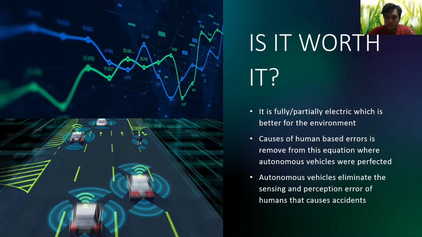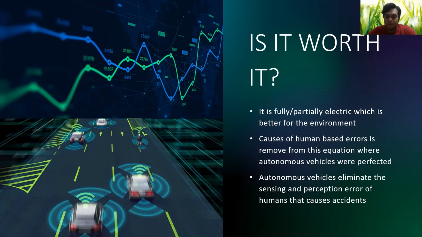Moreover, the causes of human-based errors are removed from the equation when autonomous vehicles are perfected. This is in the context of road accidents. We see that most road accidents are because of human errors, which are reckless driving, speeding, driving while intoxicated, and so on. All these human errors are removed from this equation because autonomous vehicles do not have these human-based errors. So this is a way of showing the safety of our product.